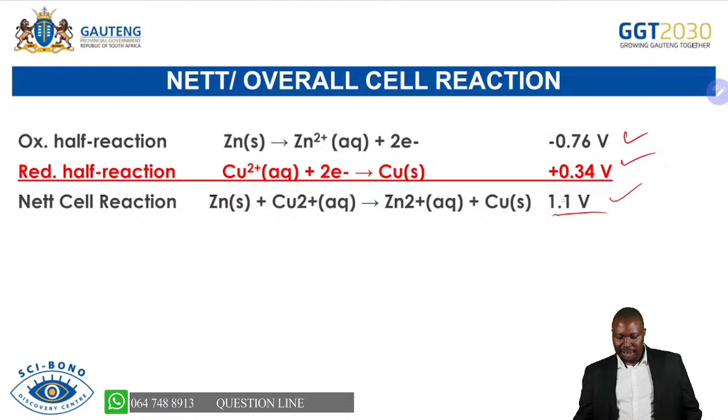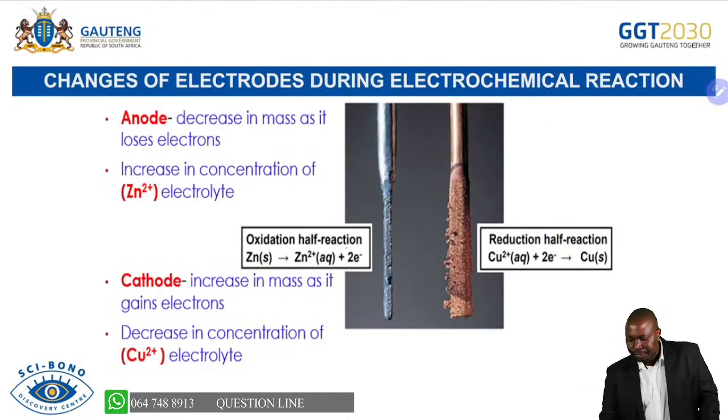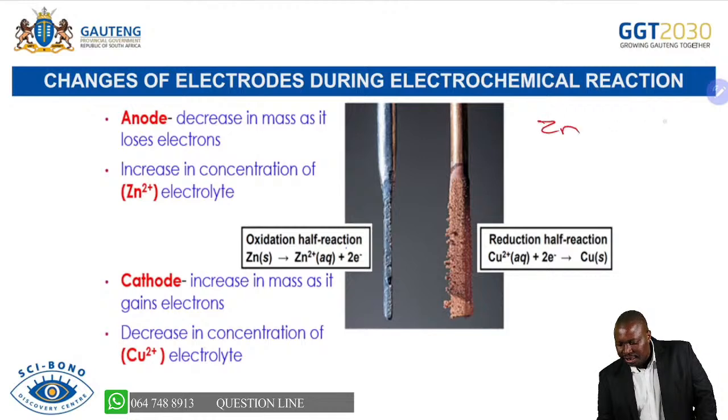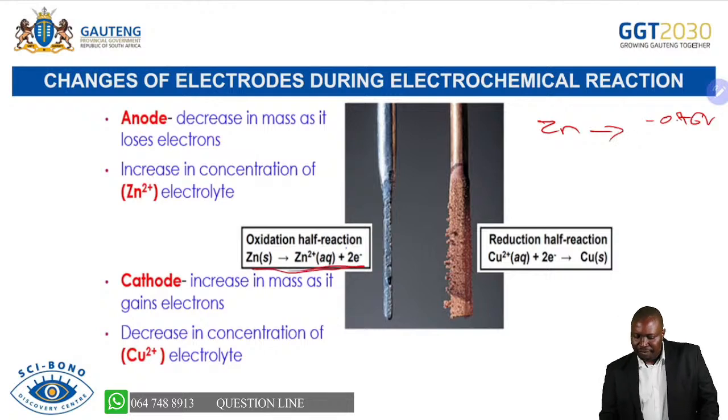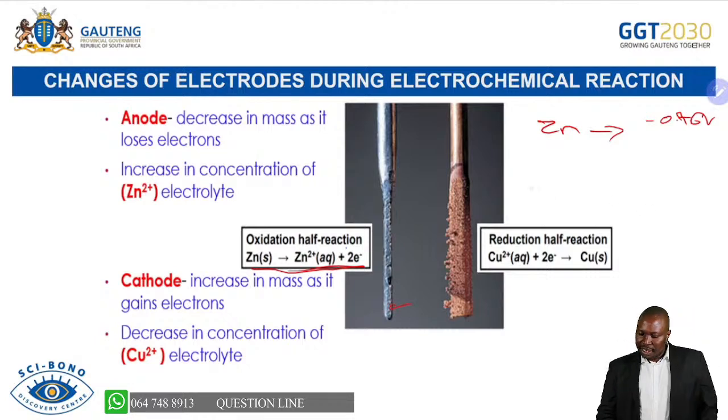So it's important that you go through that. But if you want to just calculate the EMF, you can calculate. Remember, we said zinc, because it has a negative 0.76 lower standard reduction potential, will lose electrons. If zinc loses electrons, you see what happens? It decreases in mass. The copper, we said copper 2 plus will gain the electrons. It becomes copper and then it increases in mass.